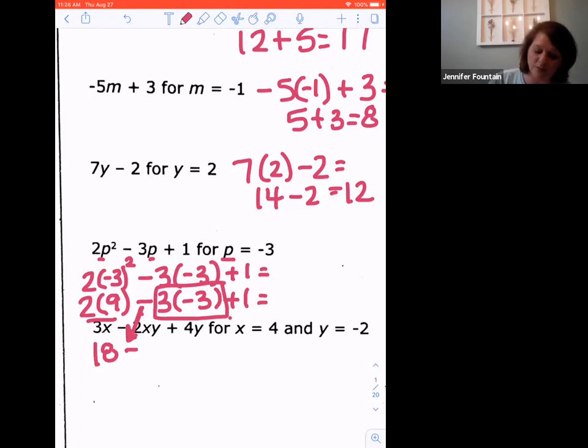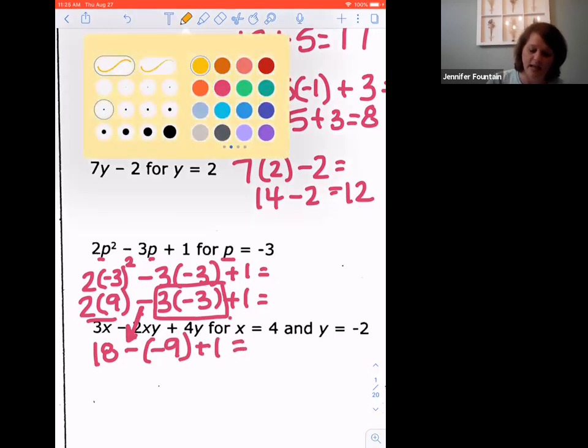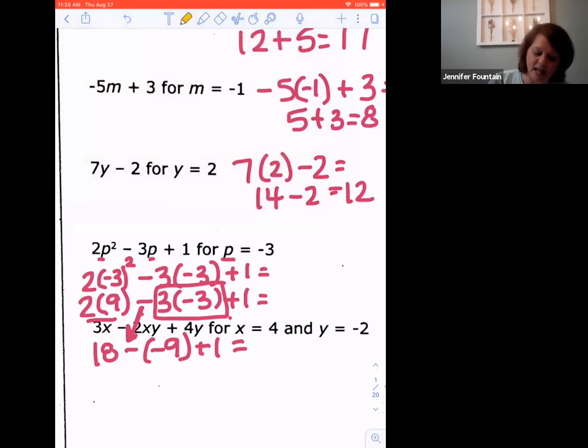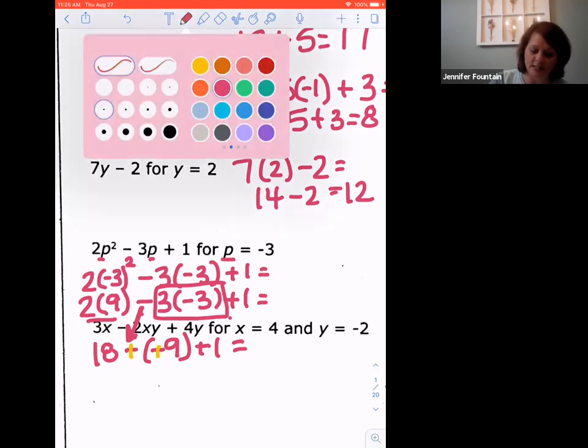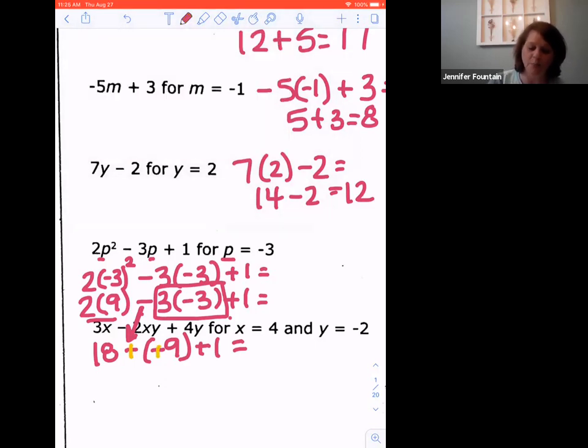So now I've got 3 times -3, which will give me a -9, plus 1. Here I can see I have 18 minus a negative 9. I can change that to addition and add the opposite. 18 plus 9 will give me 27, and 27 plus 1 is 28. Any questions on how we did that?